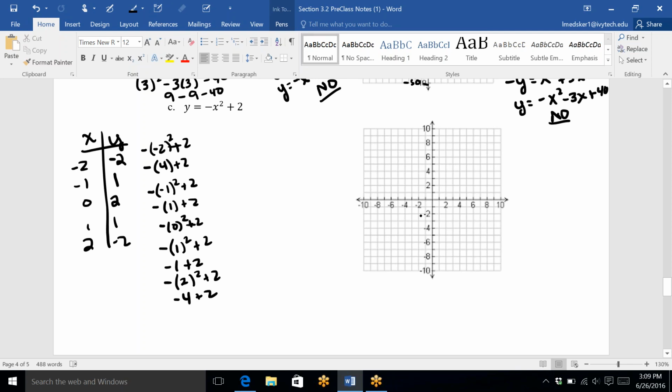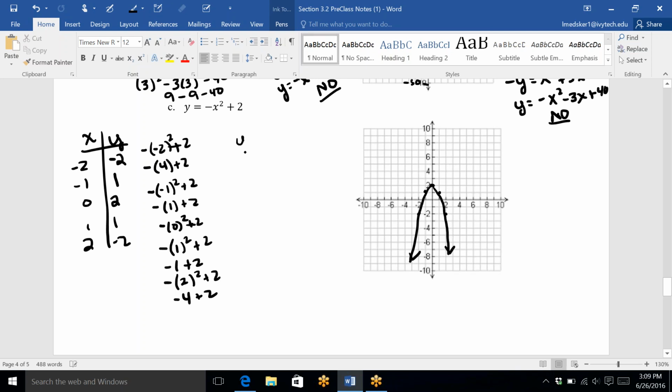So let's go ahead and plot what we have so far. So this is -2, -2, -1, +1, 0, +2, 1, 1, and then 2, -2. Looks like we have enough to draw our shape.